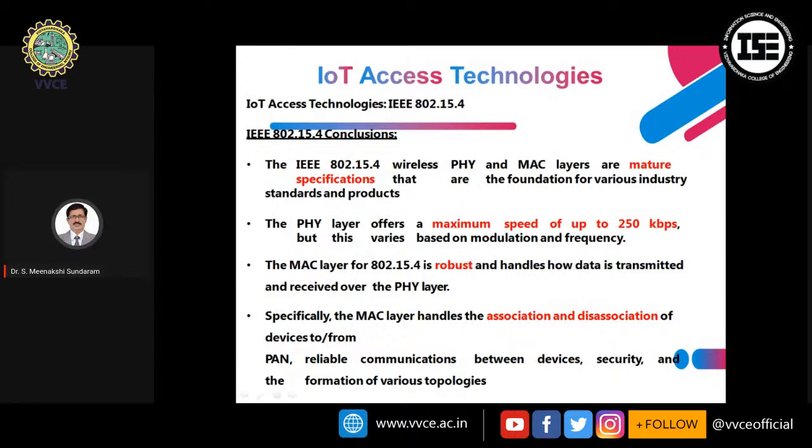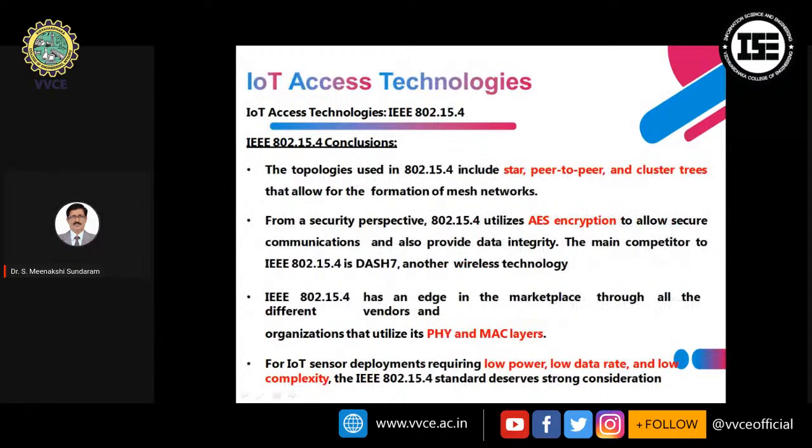So the wireless physical and MAC layers are mature specifications that are the foundation for various industry standards and products. The physical layer offers maximum speed up to 250 kbps and is robust, and it handles association and dissociation of devices from the PAN, reliable communication between devices, security, and formation of various topologies. And as I told, it includes star, peer-to-peer, or clusters, trees that allow for formation of mesh networks.